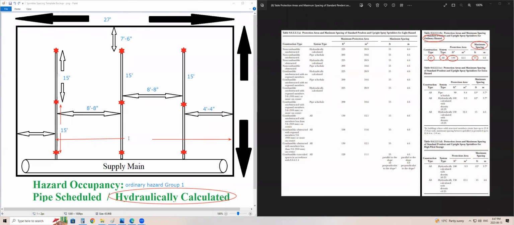Draw text. 21'8". Cool. Well, what is this last dimension over here? I just said everything was 27 feet. I've got 21'8". So subtract 21'8" from 27. That gives us 5'4".